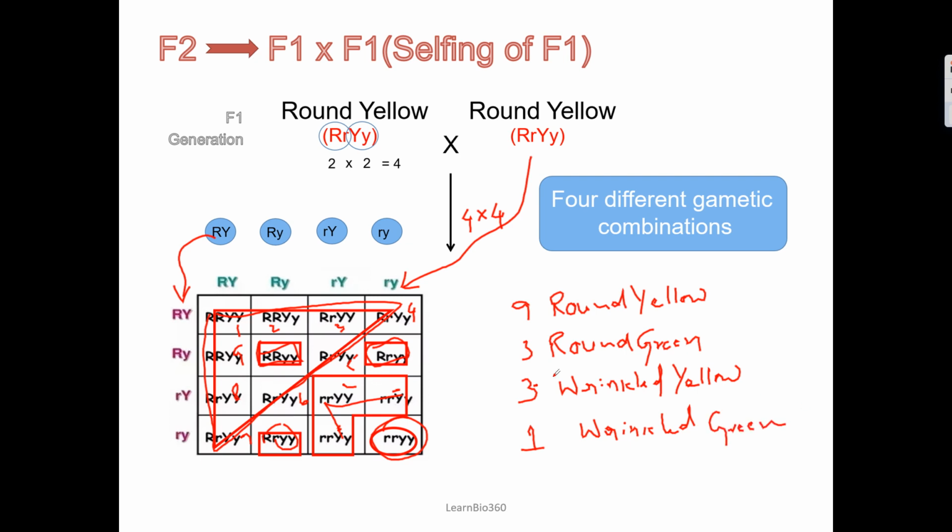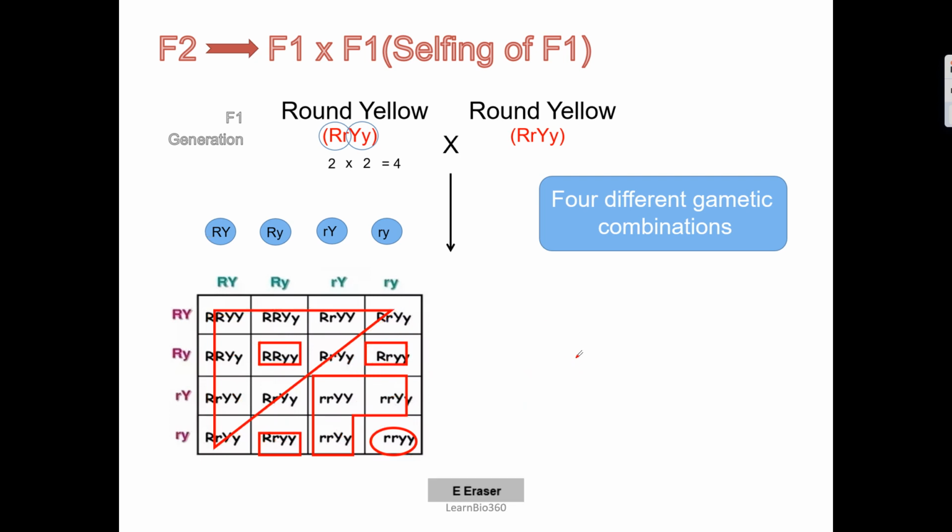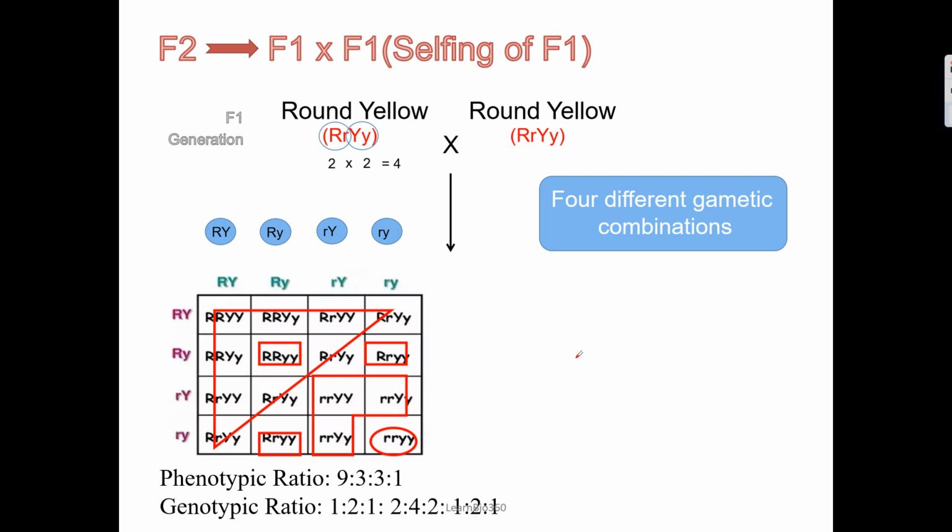So out of these 16 combinations, 9 are round yellow, 3 are round green, 3 are wrinkled yellow, and 1 is wrinkled green. So if you see the genotypic and phenotypic ratios, the phenotypic ratio is 9:3:3:1, whereas the genotypic ratio is 1:2:1, 2:4:2, and 1:2:1.